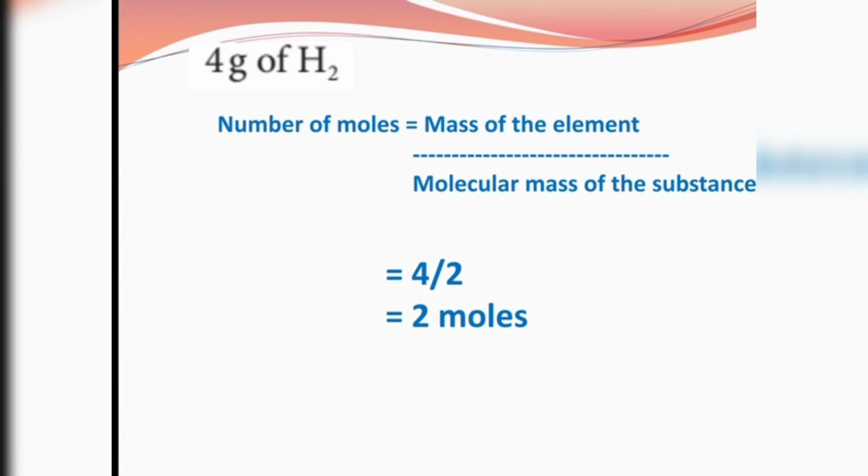Molecular mass means the number of atoms present in the molecule. Atoms are combined together to form molecules. Hydrogen contains 2 hydrogen atoms. 2 hydrogen atoms are combined together to form a hydrogen molecule. So, 2 into 1 is equal to 2. That is the molecular mass of hydrogen. Given mass of the hydrogen is 4. So, number of moles equals 4 by 2, that is equal to 2 moles.